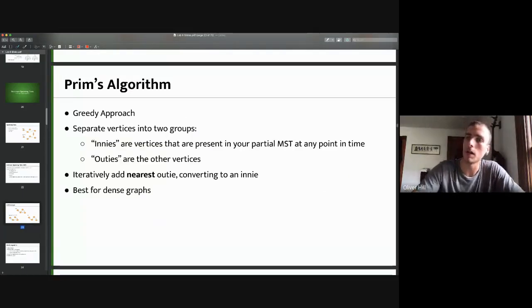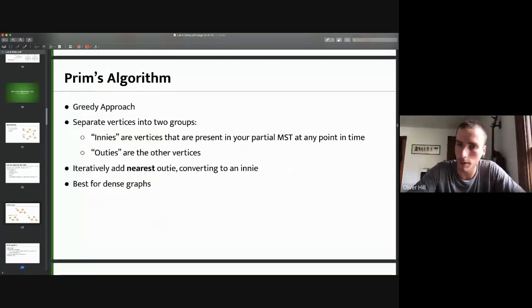So can anyone remind me what the runtime complexity of Prim's and Kruskal's is? With no fancy alternative algorithms, just bare bones vanilla Prim's and Kruskal's. Yep. So v squared, exactly. Prim's is v squared. Kruskal's is also v squared.